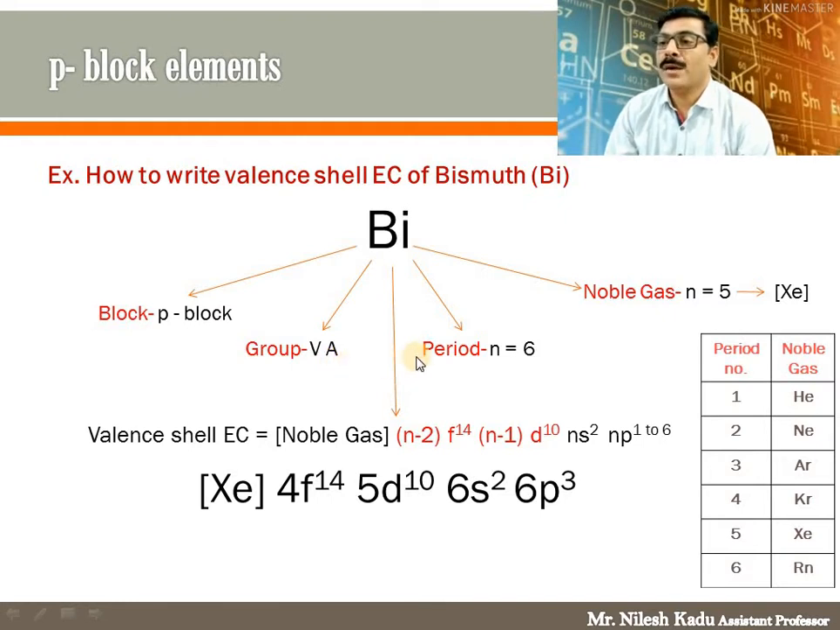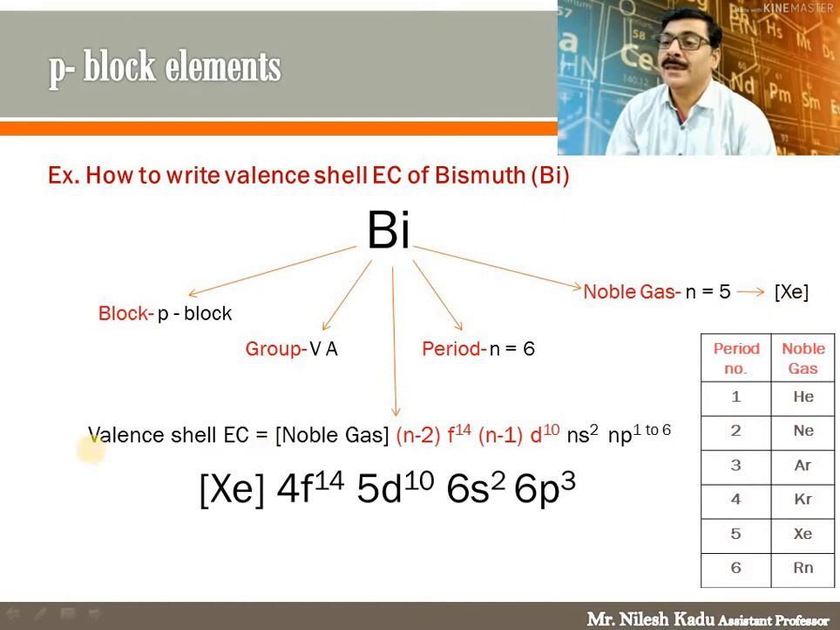and the period number of bismuth is 6, meaning bismuth is present in the 6th period. On the basis of period number you can select the noble gas for bismuth. The period number of bismuth is 6, so the noble gas is selected from the above period, that is the 5th period, and in the 5th period the noble gas is xenon. So for bismuth, xenon is the noble gas.